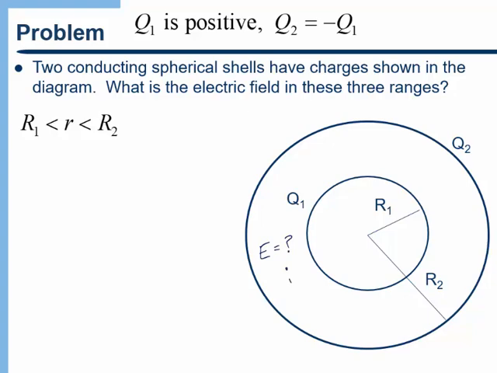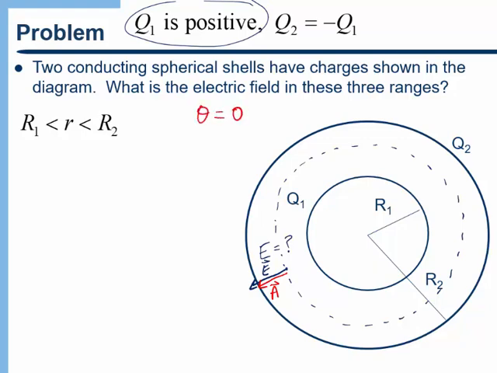Once again, I draw a Gaussian surface, and because that surface is equidistant from both of the shells, I can make the argument that the electric field has to be the same everywhere on that dotted surface. Now, I know Q1 is positive, so I can guess that the electric field is straight out at that point. We know that the surface area vector of my imaginary surface is always out. So I know that theta is equal to 0. And so now I just start working through Gauss's law.